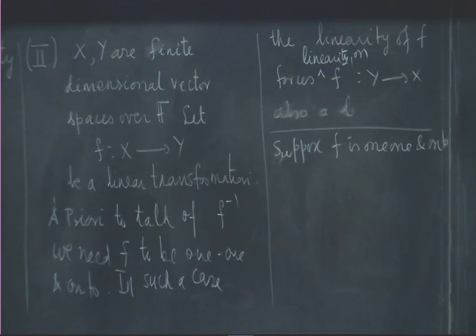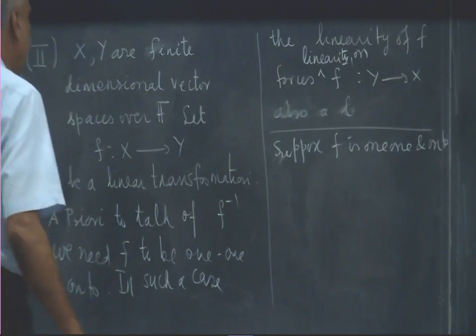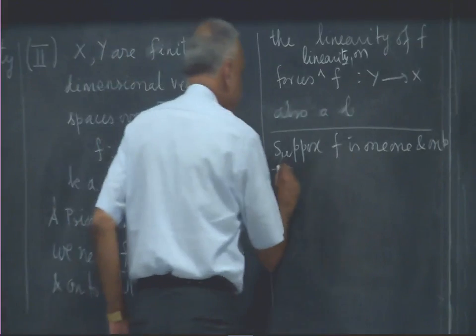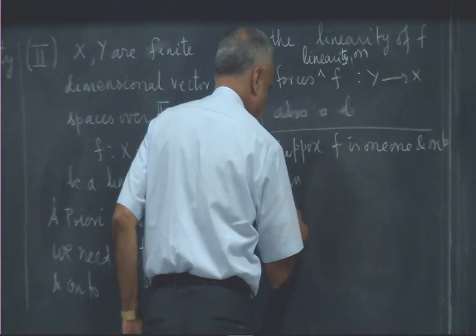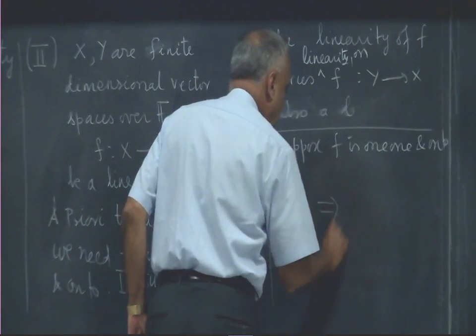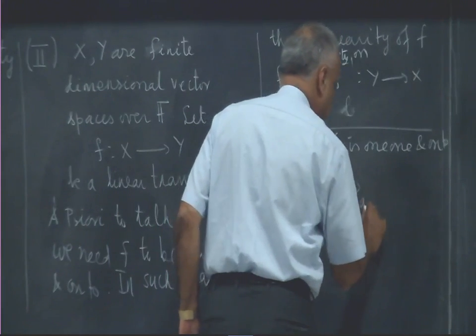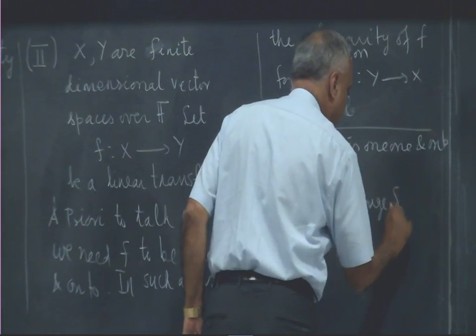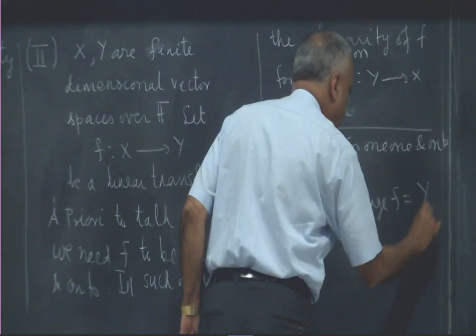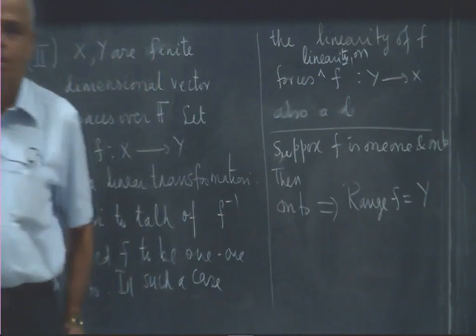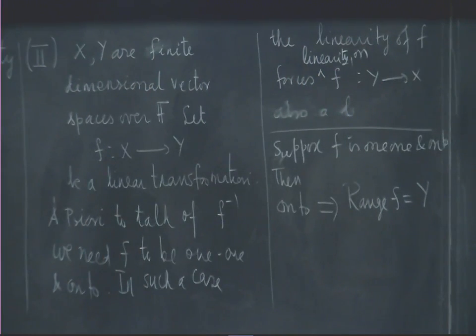Otherwise, there is not even a chance of talking of an inverse. Then onto says, onto means what? The range of F must be equal to all of y. That's what is meant by onto. The whole thing is covered by F.